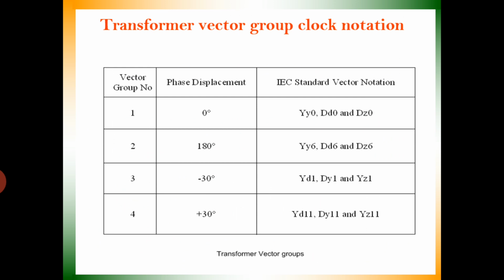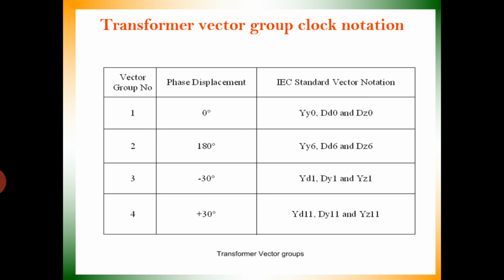In the second vector group, 180 phase displacement. What is the meaning of 180 phase displacement? Our clock shows 6 o'clock. The IEC standard vector notations included in this particular group are YY6, DD6 and DZ6. Obviously YY6 means star connection: high voltage winding star, low voltage winding also star, and 6, so there is a 180 phase displacement between LV and HV.